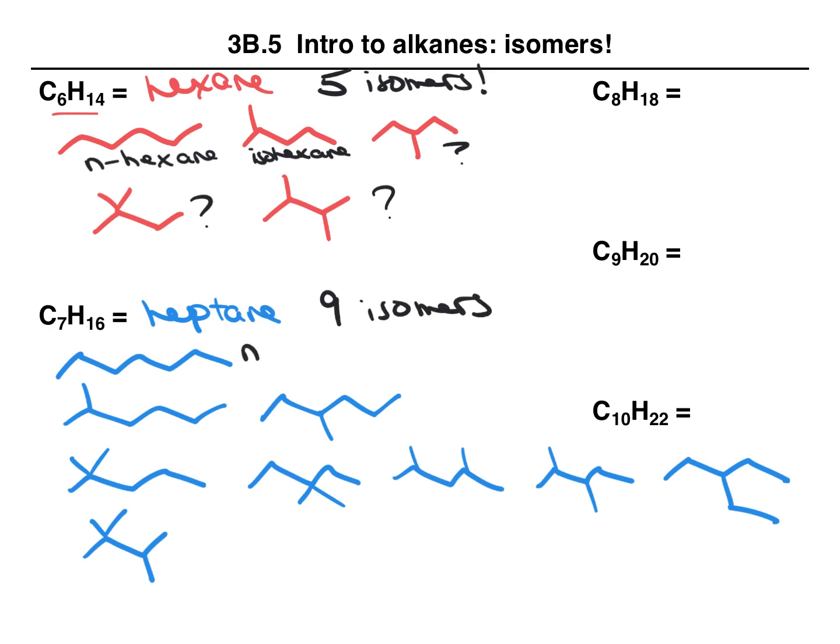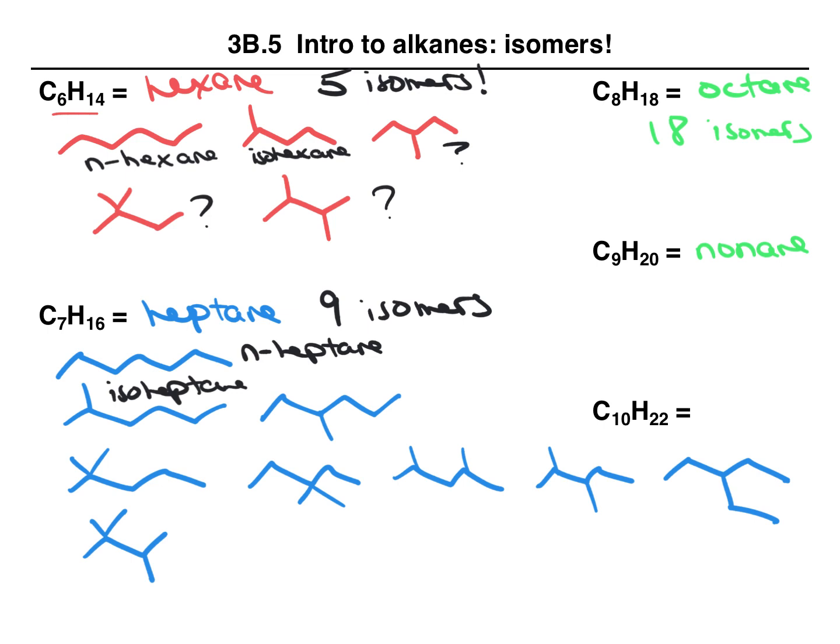Let's see, we know this one would be n-heptane. This one would be isoheptane. But then we have a whole lot of question marks. If we look at C8H18, this would have the parent name of octane. Here we have 18 isomers. With C9, nonane, we have 35 isomers. And with decane, we have 75 isomers.